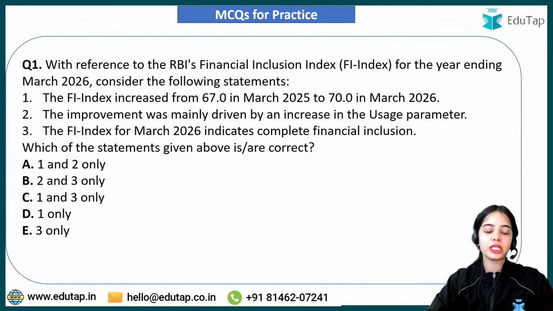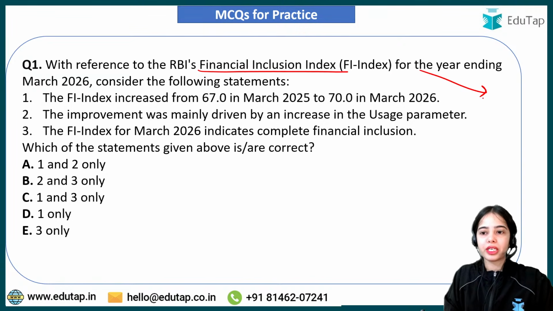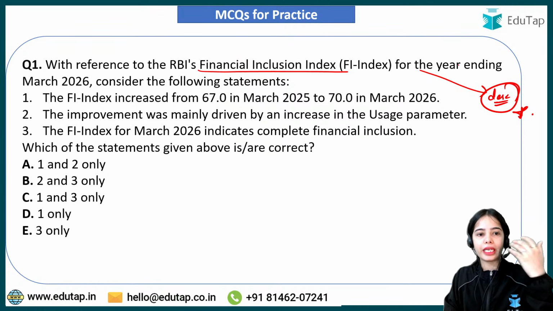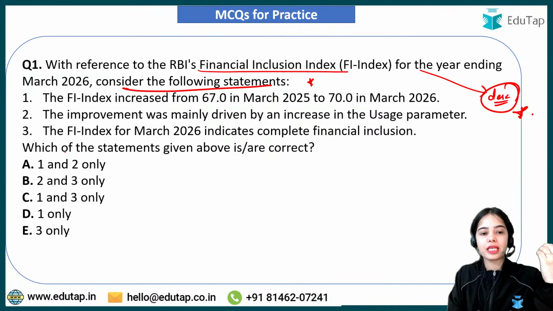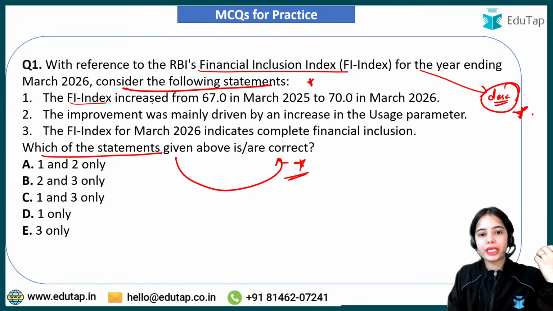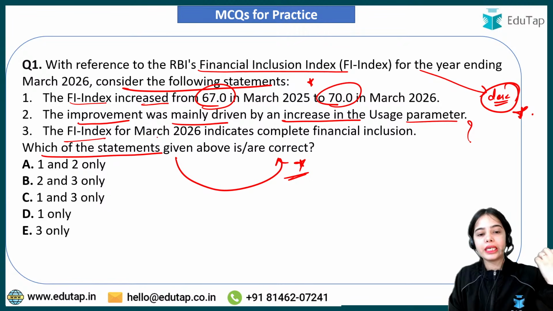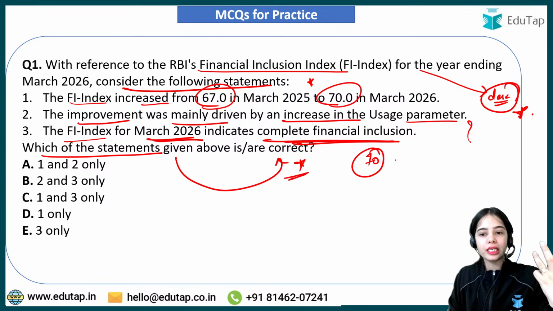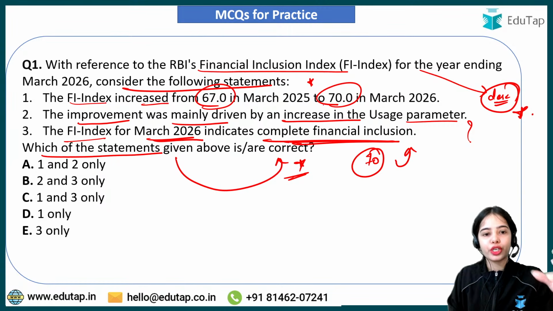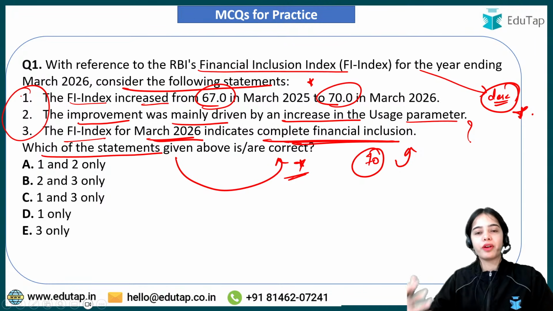Now coming to the questions, remember that from the Financial Inclusion Index a descriptive question can be asked, or objective questions can be asked. With reference to RBI's Financial Inclusion Index for the year ending March 2026, consider the following statements and tell which of the statements given above is or are correct. The Financial Inclusion Index increased from 67 to 70. The improvement was mainly driven by an increase in the usage parameter. The Financial Inclusion Index for March 2026 indicates complete financial inclusion. Does the value of 70 indicate complete financial inclusion? You have to tell which of the statements above is or are correct.